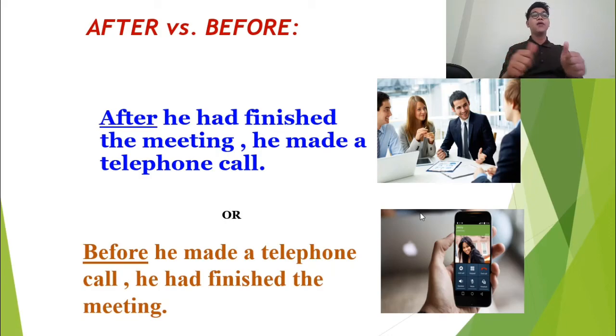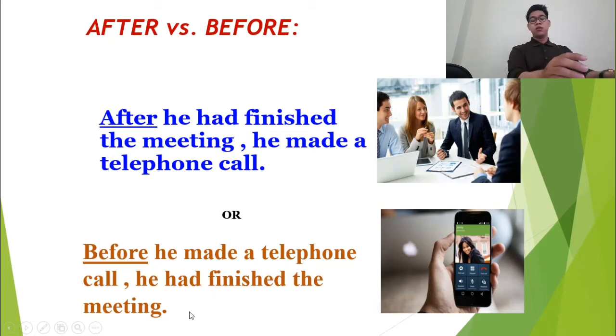Okay, after he had finished is past perfect. So after he had finished the meeting, he made a telephone call. He made is simple past because it's just verb 2. This is he had verb 3. Yeah, finished is verb 3. Telephone call. Or before he made a telephone call, he had finished the meeting.